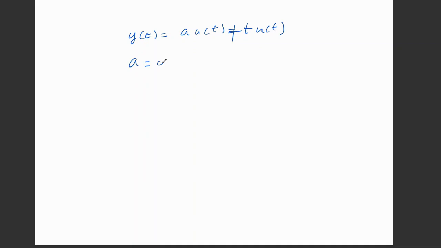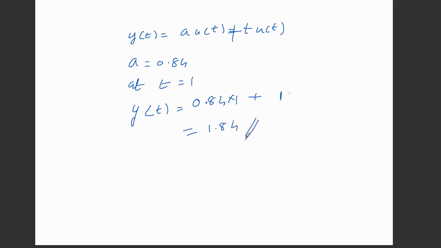a is equal to 0.84 at t equal to 1. It is going to be y of t equal to 0.84 for t greater than 0, it is 1. So 0.84 into 1 plus t is 1 and u of t is also 1. So this is 1.84. So the value of y of t at t equal to 1 is 1.84.